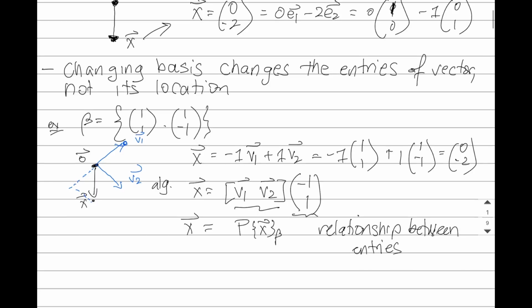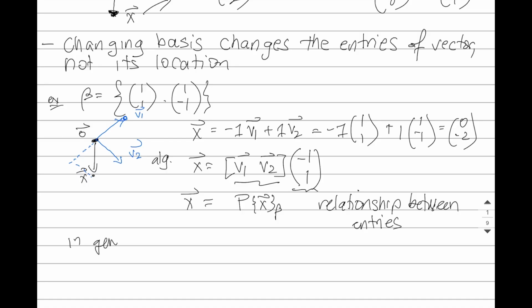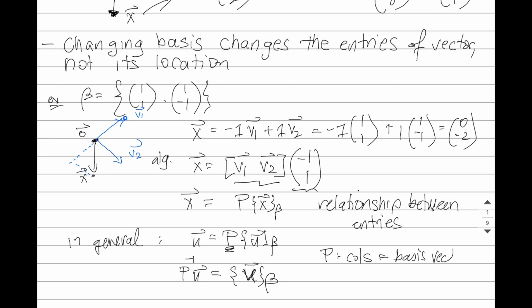Now, in general, if we have some vector u, we can write it like this. And because this matrix P holds basis vectors, this matrix can be inverted. We could put that inverse on the other side and isolate for this coordinate vector. This thing holds basis vectors, and this is what's called the coordinate vector in the new basis. Switching bases connects entries of a vector in an algebraic way.